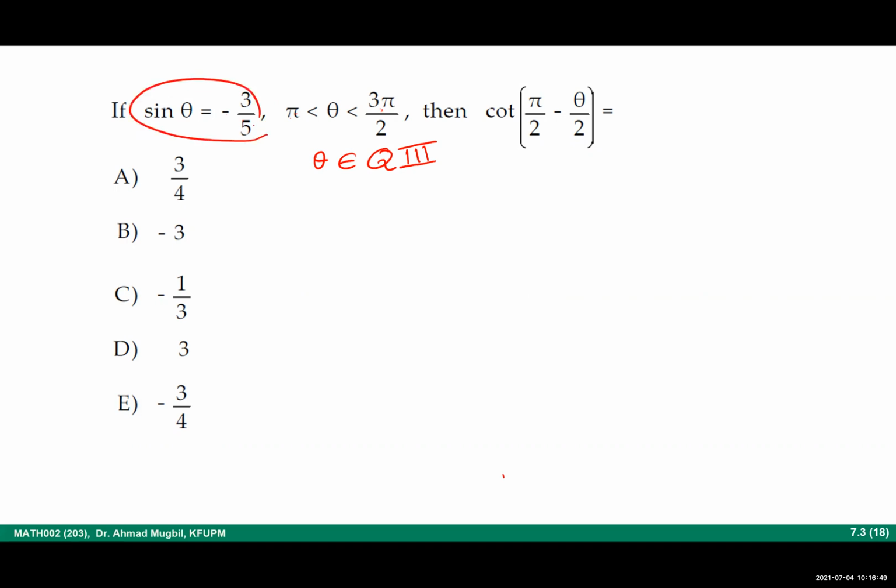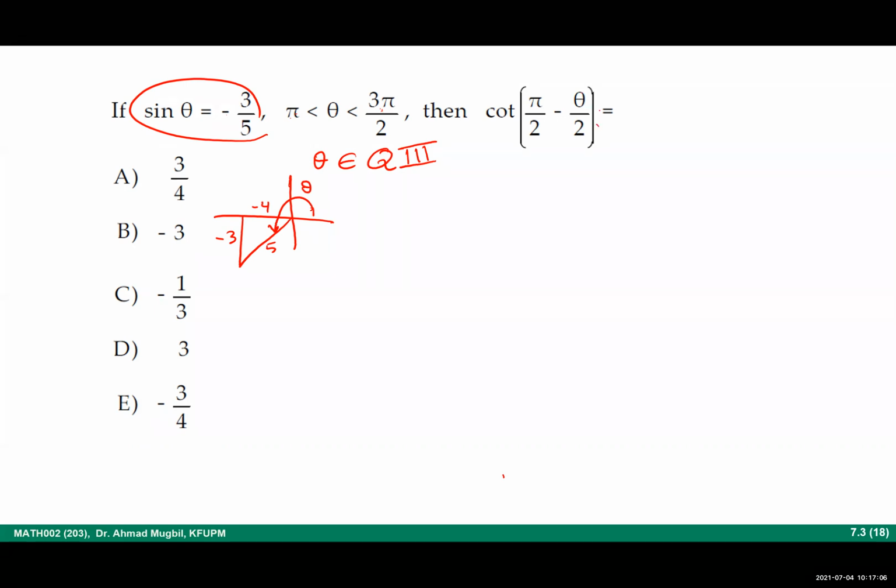I have sine, so you can also draw a triangle here. This is theta. This is negative 3. This is 5. This will be what? Negative 4. We are in the third. You know that. Okay. Now, how to deal with this?